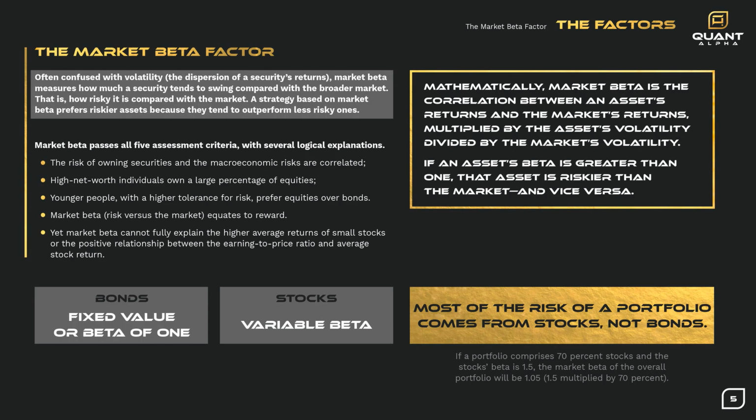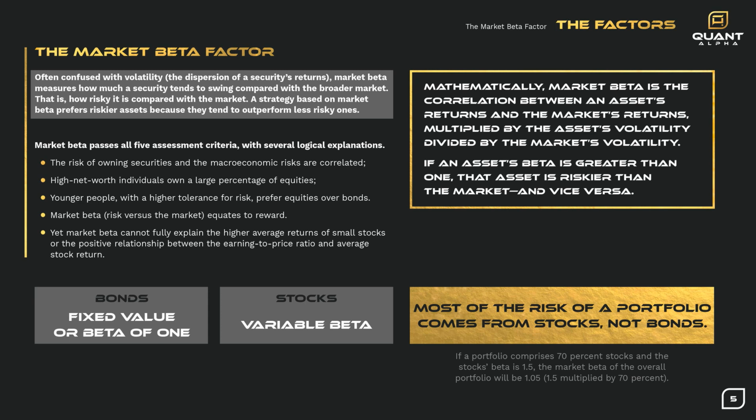The market beta factor. Often confused with volatility, the dispersion of a security's returns, market beta measures how much a security tends to swing compared with the broader market. That is, how risky it is compared with the market. A strategy based on market beta prefers riskier assets because they tend to outperform less risky ones. Mathematically, market beta is the correlation between an asset's returns and the market's returns, multiplied by the asset's volatility divided by the market's volatility. If an asset's beta is greater than 1, that asset is riskier than the market, and vice versa.